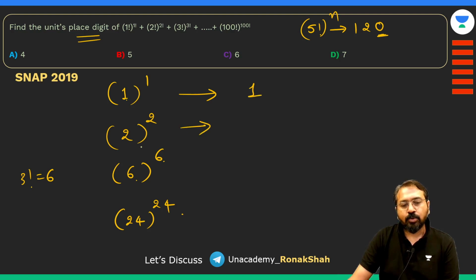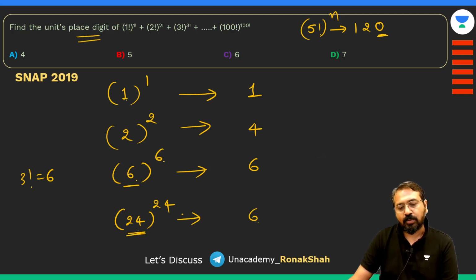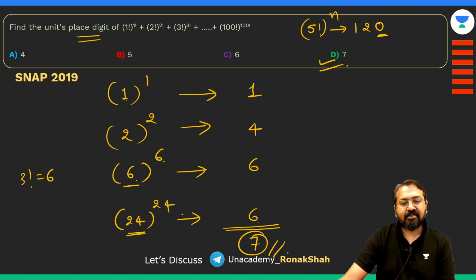What is going to be the last digit over here? It's going to be 4. What is going to be the last digit? Any number ending with 6 will have last digit as 6 only. And what is going to be the last digit over here? 24 raised to even power: 4 raised to even power, the last digit will be 6 once again. So the last digit will come out to be 7 over here. So the answer should be 7.